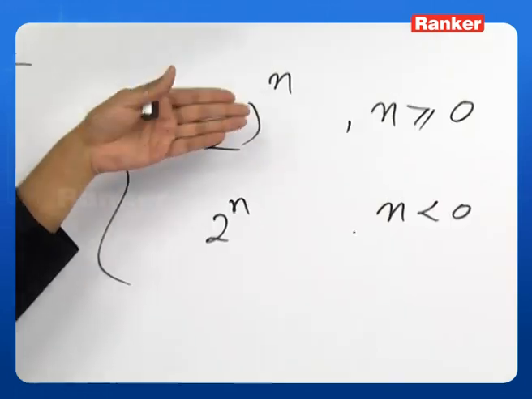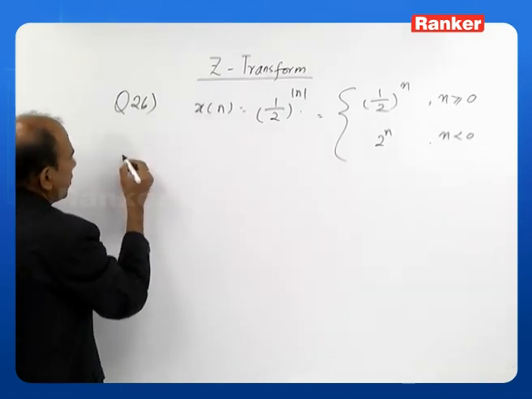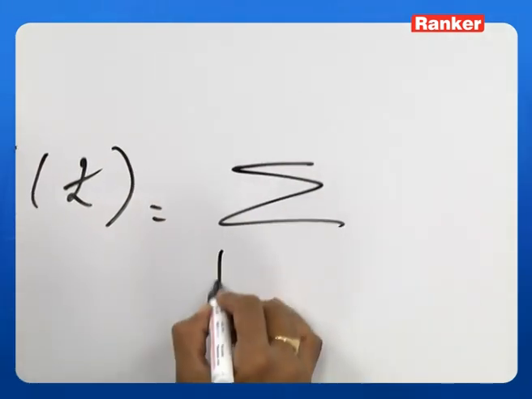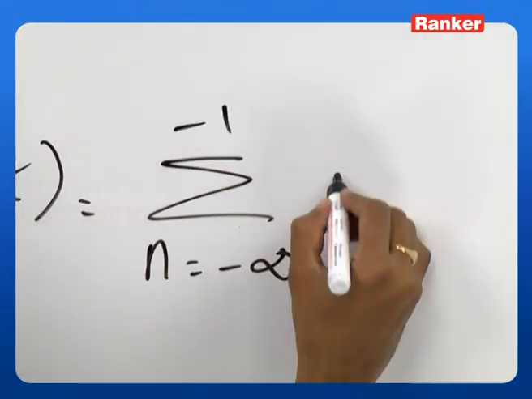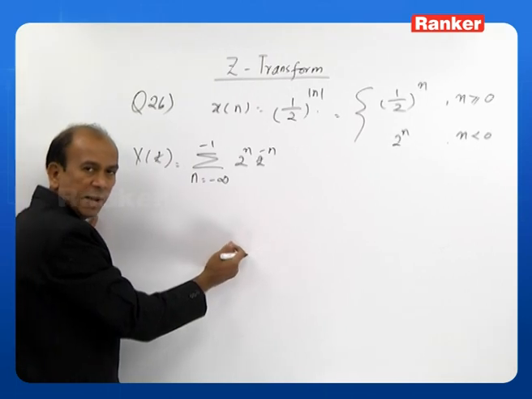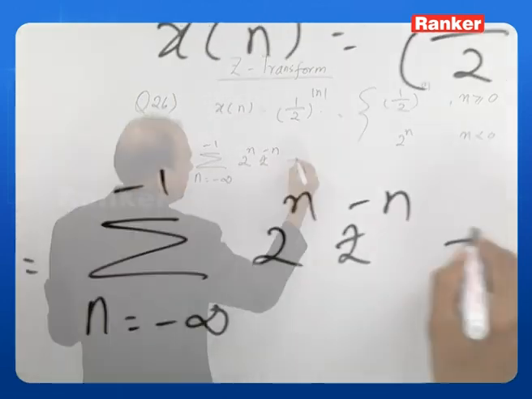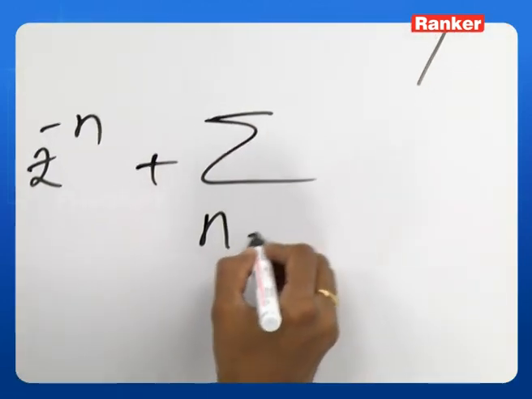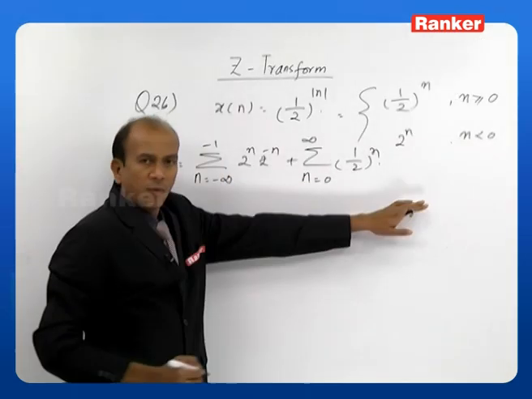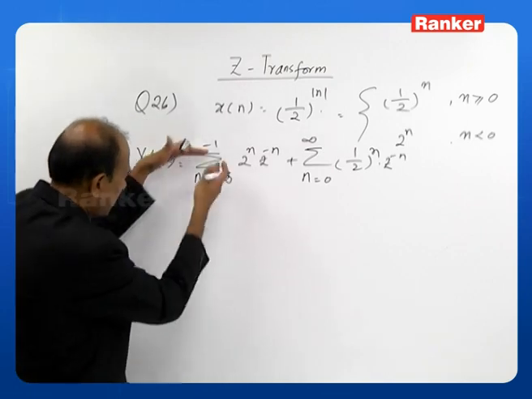Now again 2 cases here, so I have to find out 2 cases and then just sum up. Let's first write down what is X of z here. Let's take this case first. That will be the sum from n equal to minus infinity to minus 1 of 2 to the power of n, z to the power of minus n, because we have taken this as n less than 0, that's what is given. So this will be up to that point, then plus the sum from n equal to 0 to infinity of half to the power of n, z to the power of minus n. Now let us take this further.